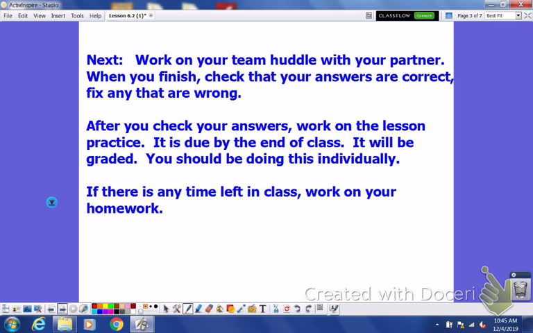You may absolutely go back through your notes. Please go back through your notes if you're stuck on anything. Then last, if there's any time left in class, go ahead and work on your homework. Remember, there's the book work and the video.